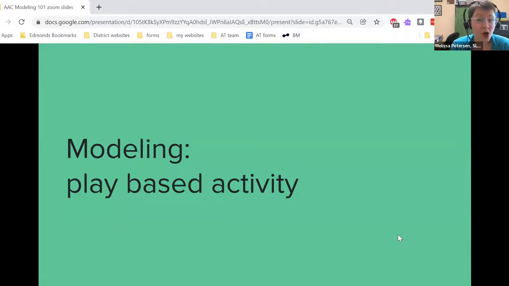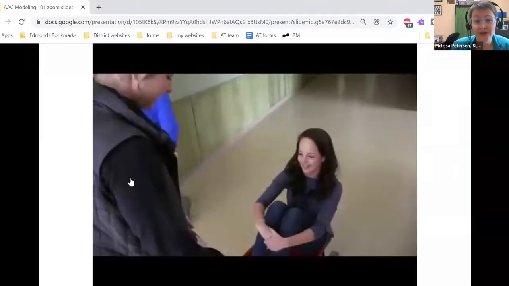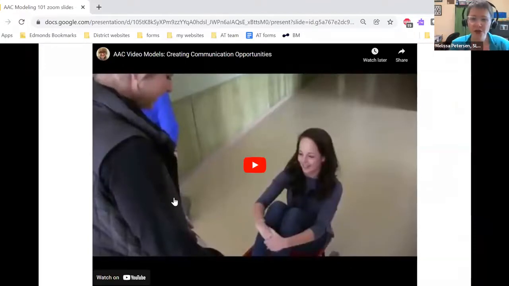So you can also model when kids are just playing. Here is another example of using core modeling while you're doing a movement activity.